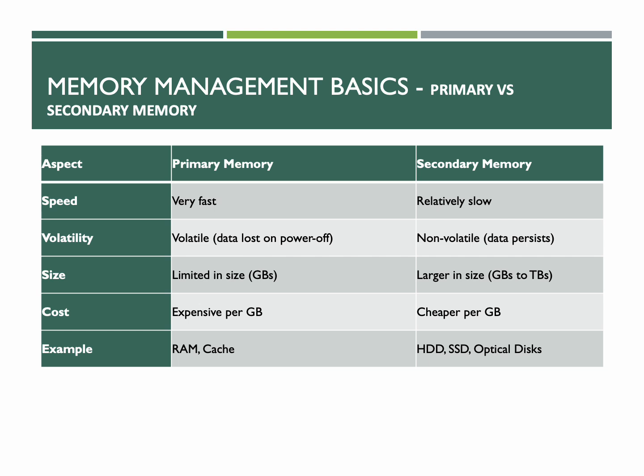Okay, next is cost. Primary memory is more expensive per gigabyte due to its high speed and advanced technology, whereas secondary memory is cheaper per gigabyte, making it suitable for long-term data storage. If we look at the examples, primary memory includes RAM and cache memory, which are used for immediate and frequently accessed data, whereas secondary memory examples include hard disk drives, solid state drives, and optical disks like DVDs.